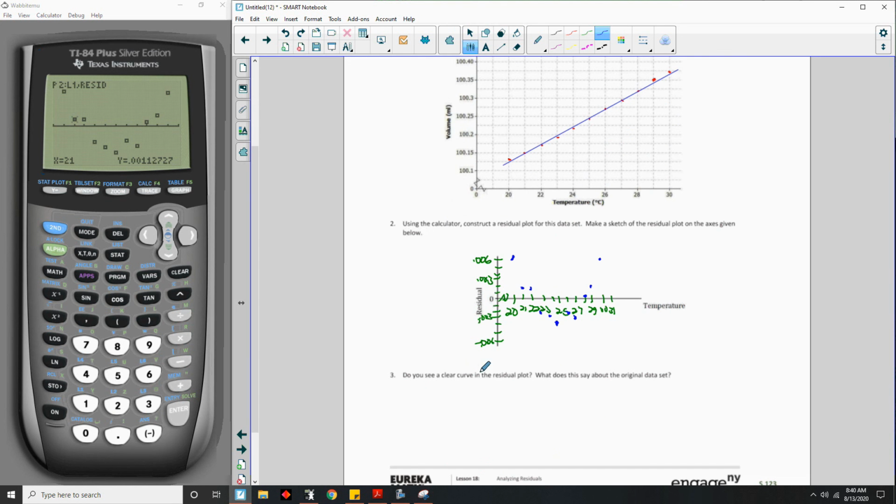Number 3 says, do you see a clear curve in the residual plot? Okay, well, it's very clear that this is a curve. So the answer is yes. What does this say about the original data set? There is a clear curve in the residual plot. This indicates a nonlinear curved relationship between volume and temperature. So this linear regression is not the correct regression to use. Since this is a curve, it's either exponential or quadratic or something other than a straight line.